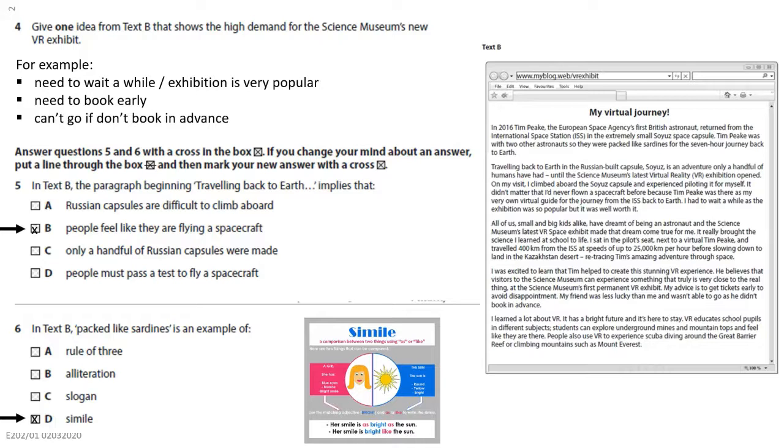You also will find in some of the questions they ask you, like, what does the meaning of something mean? Or what is it? Packed like sardines, the example of what? Rule of 3, alliteration, slogan, or simile, not smile, simile. So it's looking like a comparison, making you think about something. So we know packed like sardines as a slang phrase in English means it's very crowded. Some people might find it uncomfortable because it's very crowded. You know, they're packed like sardines in there. It is very crowded. So little things like that will come up as well.